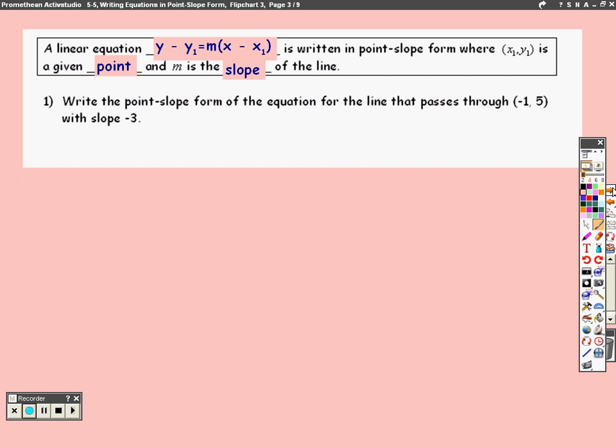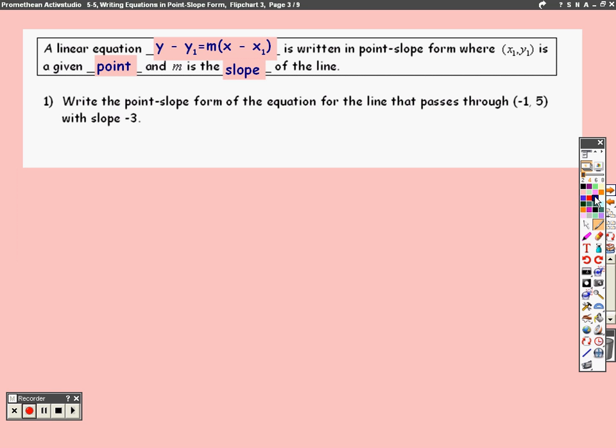x1, y1 is a given point, and m is the slope of the line. It's very easy to use this form of a linear equation to solve problems when you're given one point and the slope of the line, and that's what we're going to look at now.